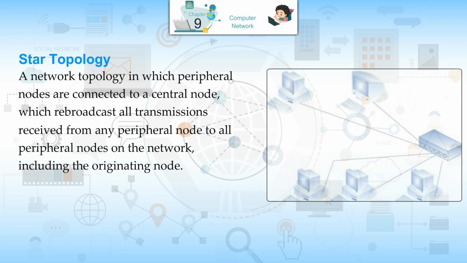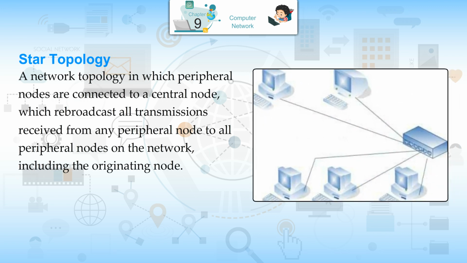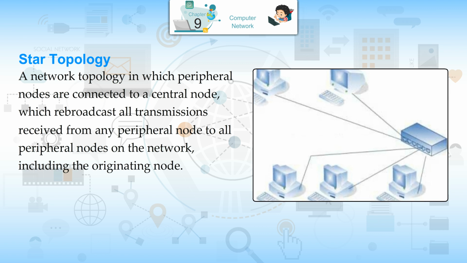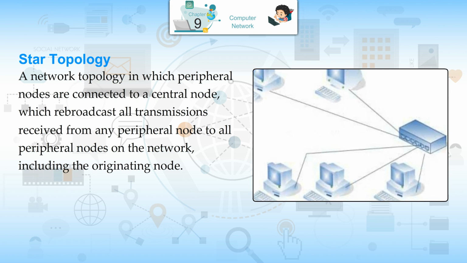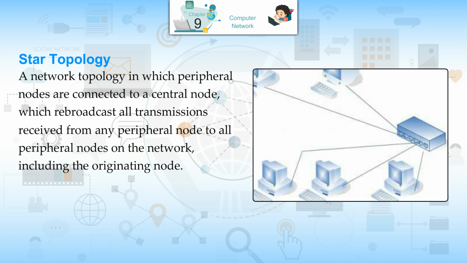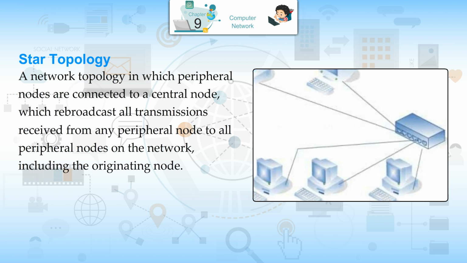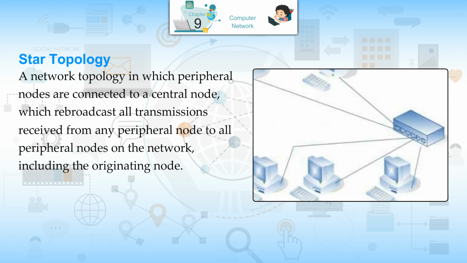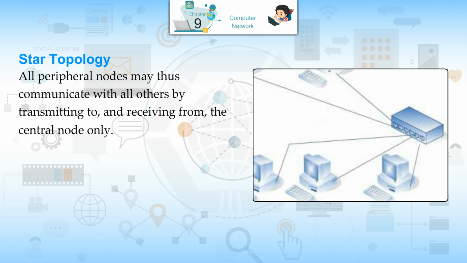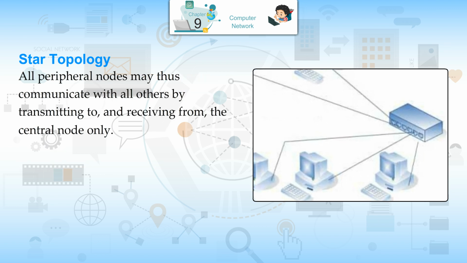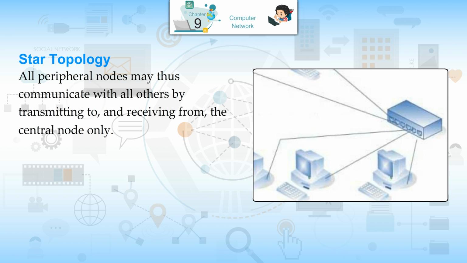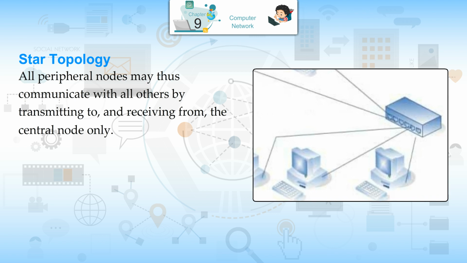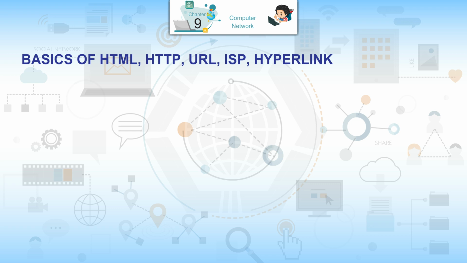Star topology. A network topology in which peripheral nodes are connected to a central node, which rebroadcasts all transmissions received from any peripheral node to all peripheral nodes on the network, including the originating node. All peripheral nodes may thus communicate with all others by transmitting to and receiving from the central node only.